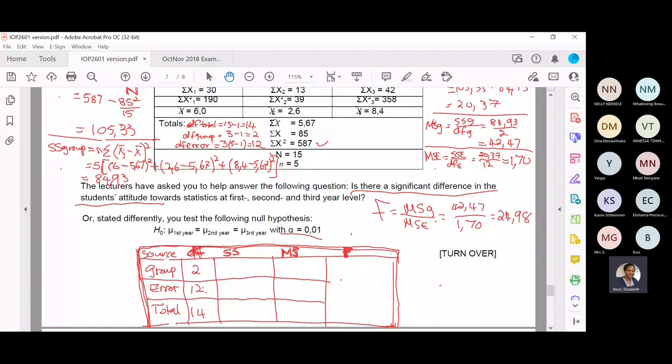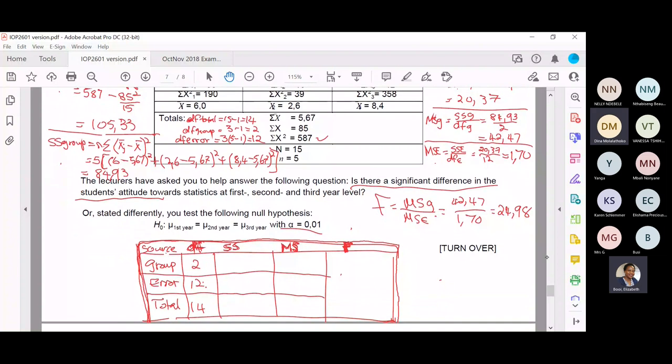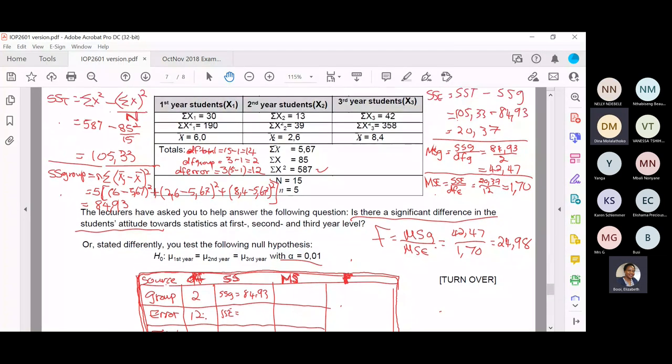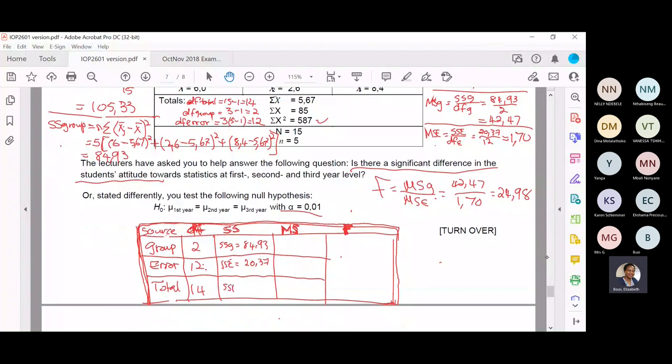Your sum square measures, yeah, you will have your SS group, it's 84, so you can just say SSG equals, I'm not sure if they want you to label them. You must look at the example in your study guide as well, how they did it, so you can do the same as what they have, just so that you don't lose marks. And then SST, which is 105.